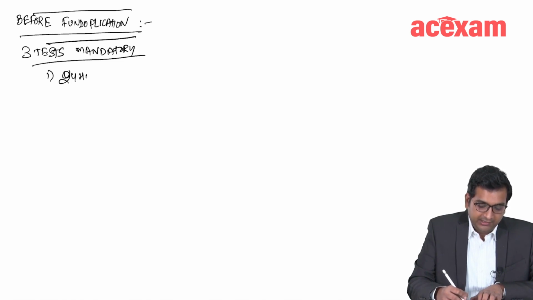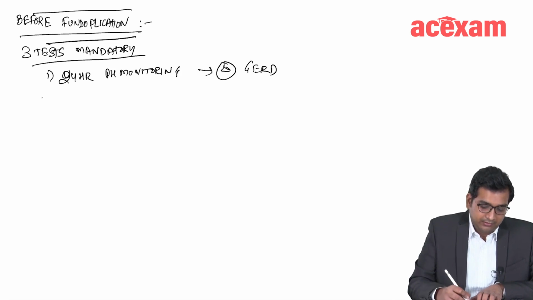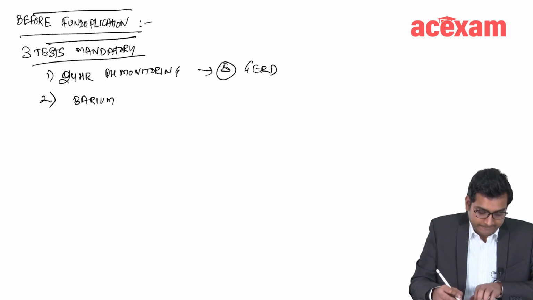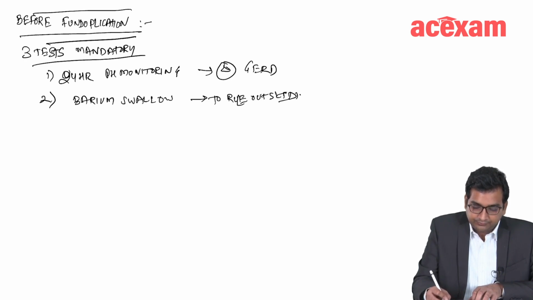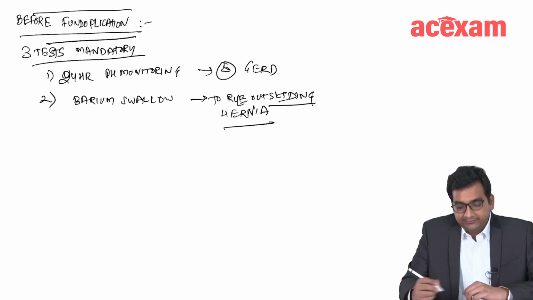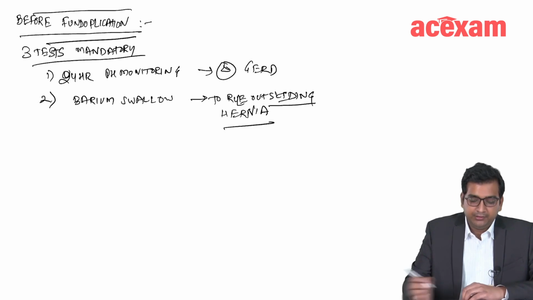obviously 24-hour pH monitoring, to diagnose the disease, diagnosis of GERD. Second, we'll do a barium swallow to rule out sliding hernia, as sliding hernia is also associated with gastroesophageal reflux disease, as I have already told you.